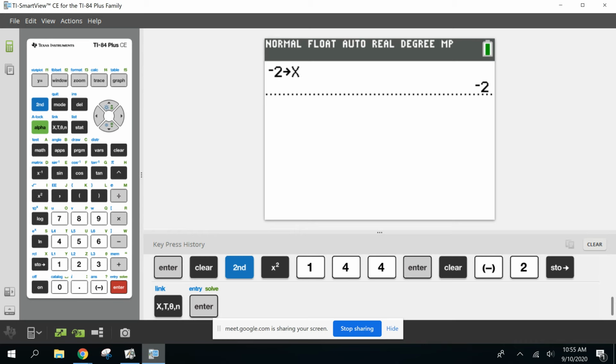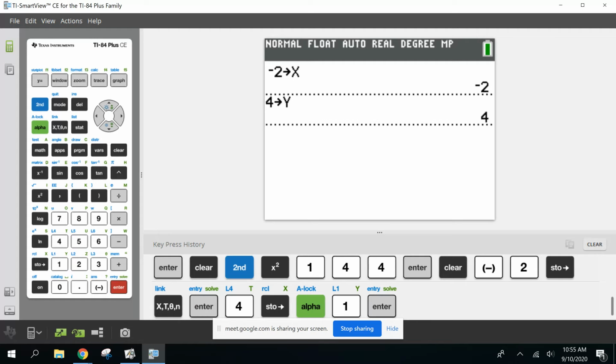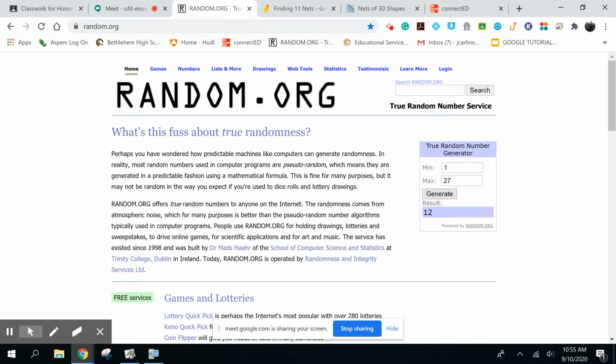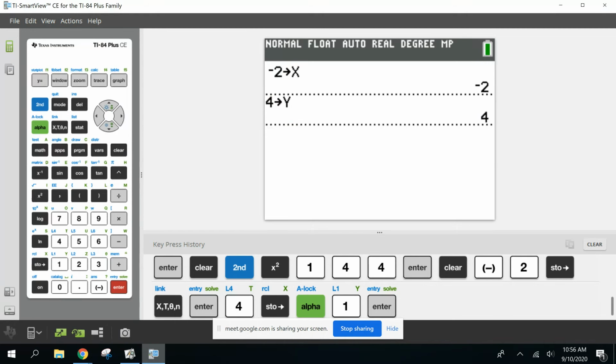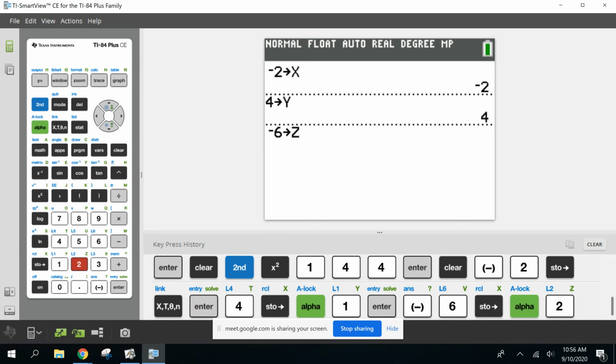4. Everyone ready? 4. Store. Now the Y is right above 1, everybody. It's right above the 1 key. So alpha 1. So the calculator is going to store 4 in for Y. And now, what did it ask me for Z? Here you go. Oh, Lucas, double 1 here. What did it ask me for Z? Negative 6. Okay, so negative button, 6, store, and Z is right above the 2 key. Store that in for Z.